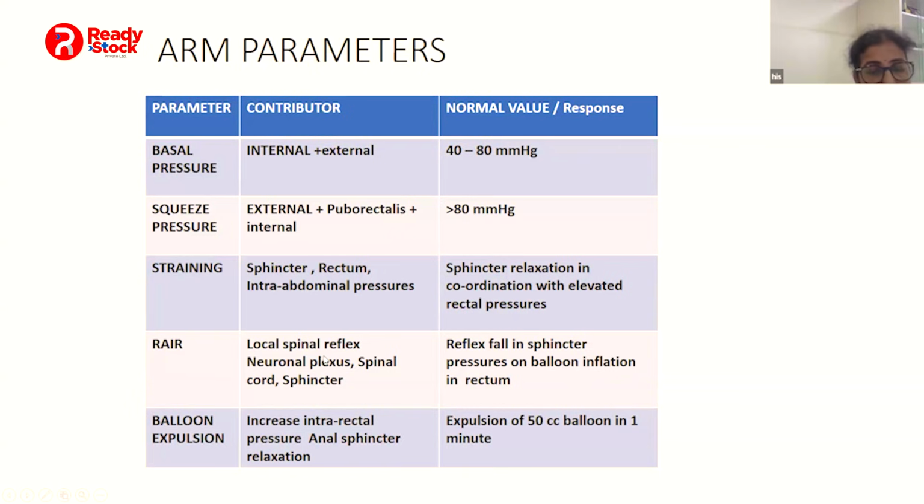In children, this has to be elicited very cautiously, because children are awake. Sedation in all children is not practical. One has to be sure that the child is adequately relaxed before eliciting the RAIR, and be very careful before saying that it is absent, because we all know that the incidence of Hirschsprung's is low. So before saying RAIR is absent, one should look out for any other irritant factors that are not allowing us to elicit the same.